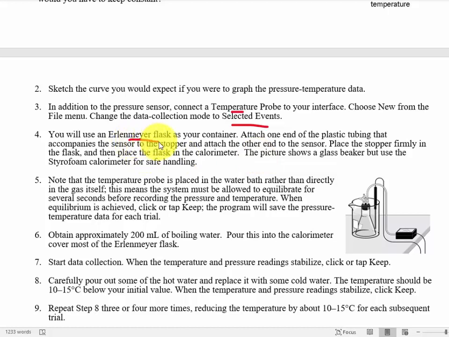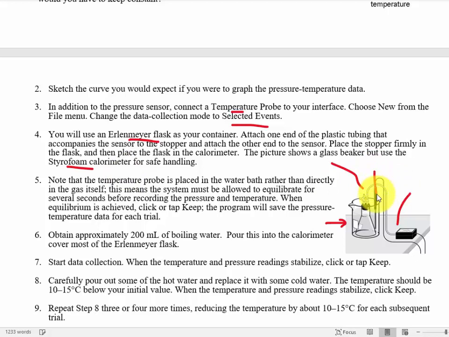The Erlenmeyer flask is going to be the container, no longer the syringe, and what you're going to do is connect the tubing to the pressure sensor, and the other end is going to go to the Erlenmeyer flask. You're going to take the calorimeter, the styrofoam cup. I know the picture right here shows a beaker. What I found is it's just a little bit safer using the calorimeter than the beaker, just on you. So it does make a note of that.